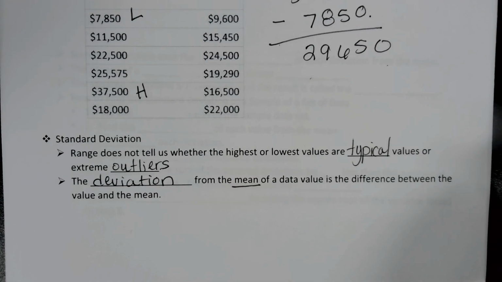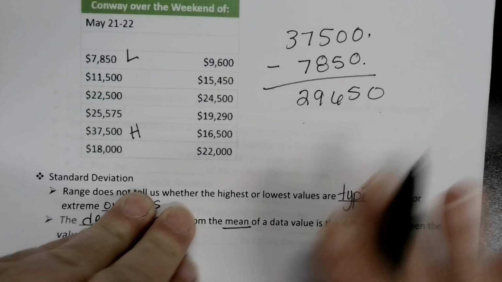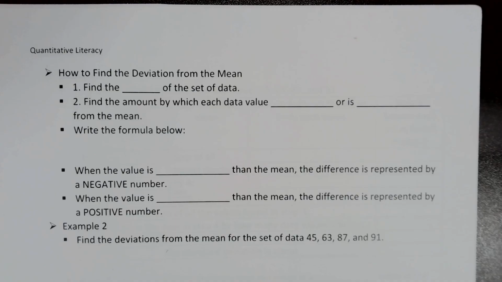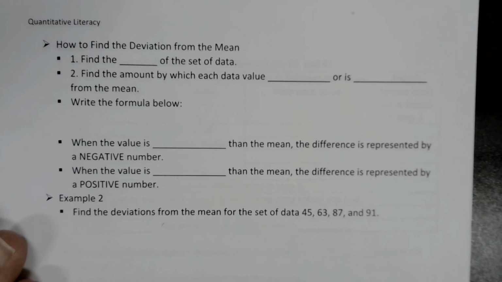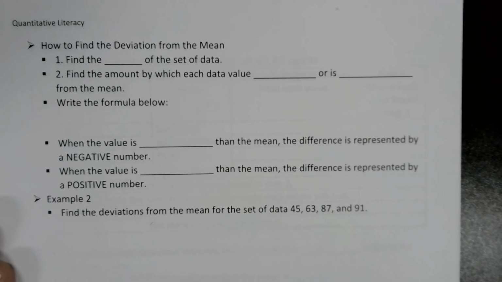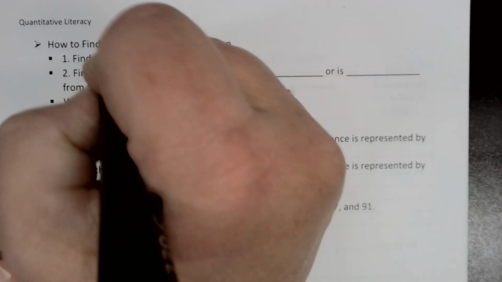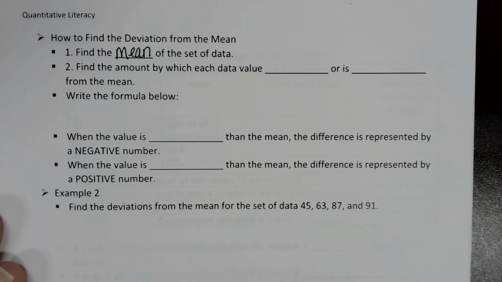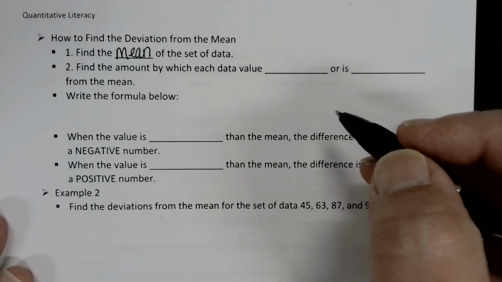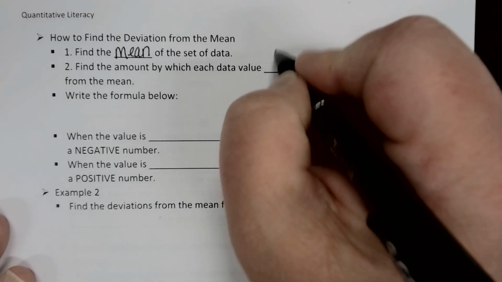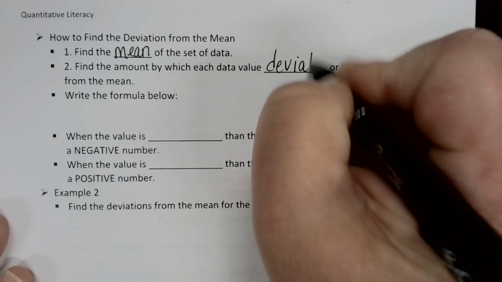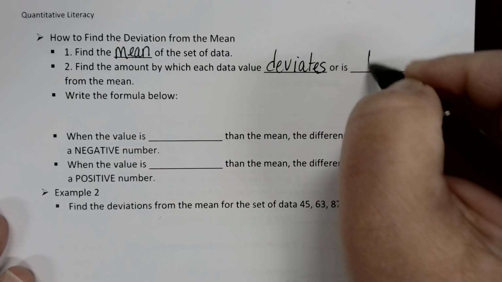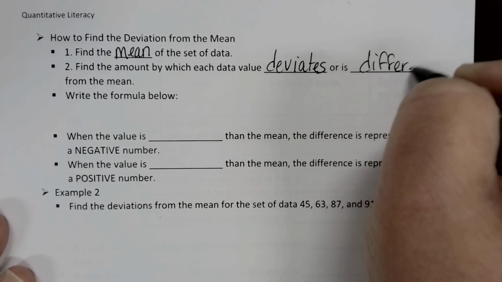So, moving on to the next page, how do we find the deviation from the mean? We're going to do a small data set example so that it doesn't drive us nuts here. We are going to find the mean of the data set. We've been doing that; in the last lesson we've done that. It's the same day I recorded it, today. Find the amount by which each data value deviates. And that just means it's different by so much from the mean.